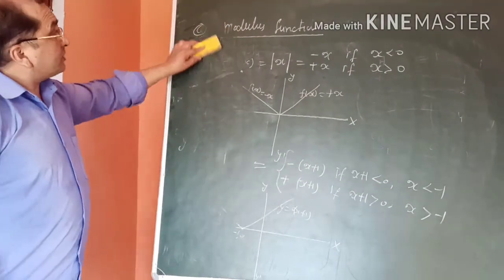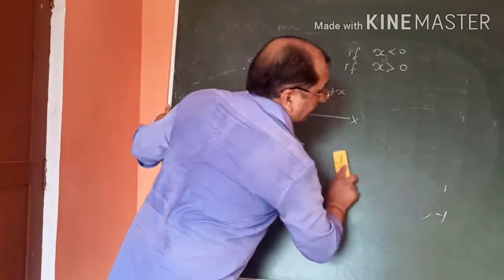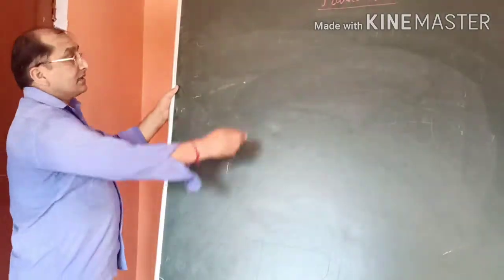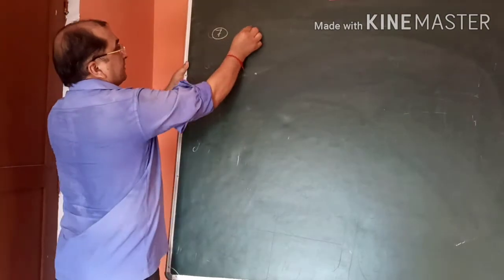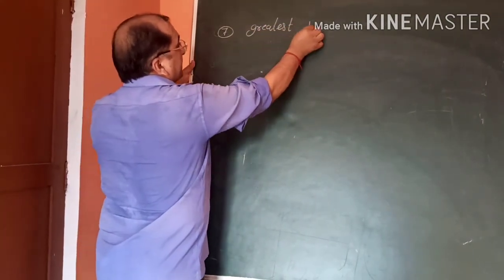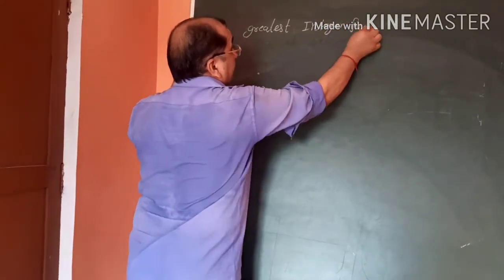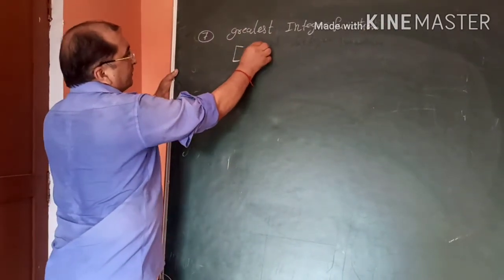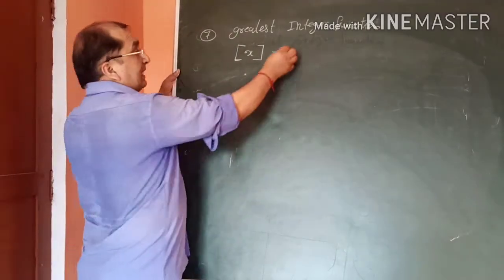Now see, the next more important function is there, which is known as the greatest integer function. Greatest integer function. And the greatest integer function is denoted like this way, and its value is known as less than or equal to.